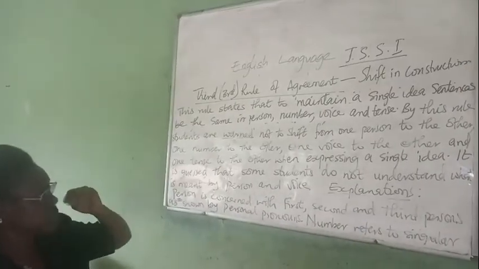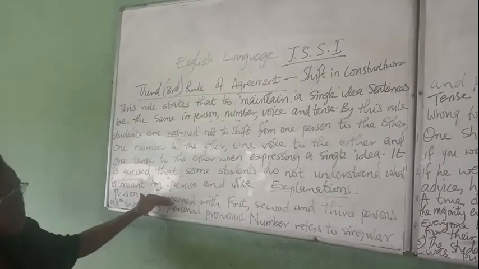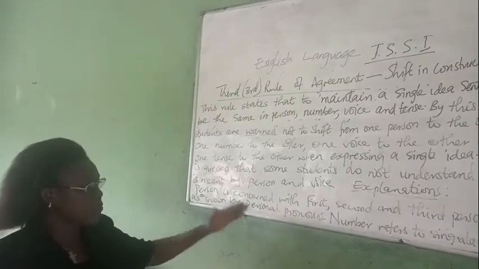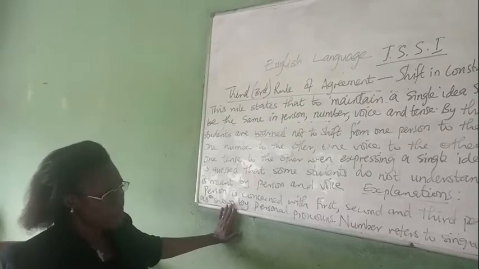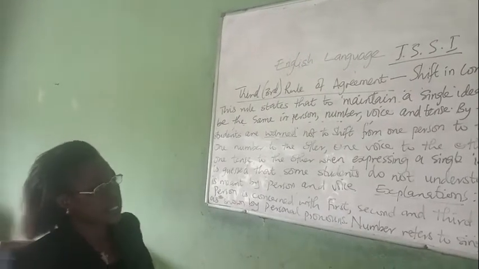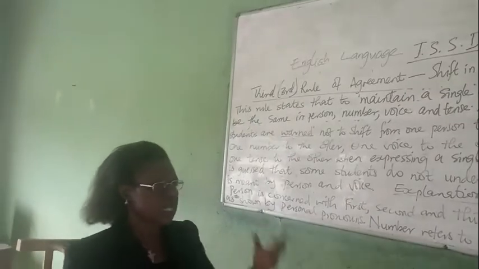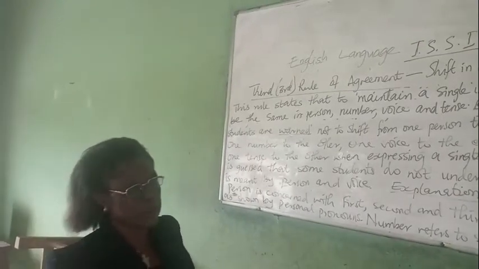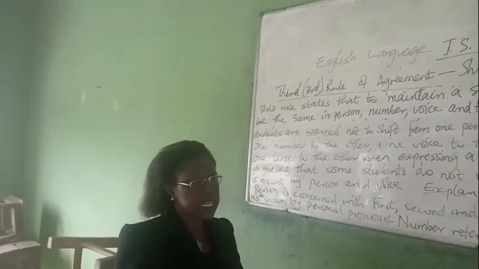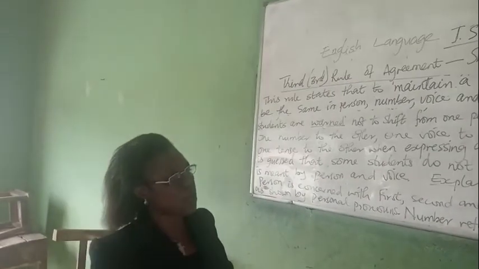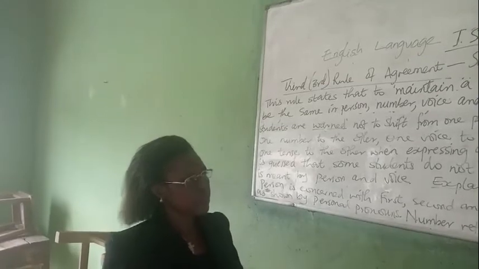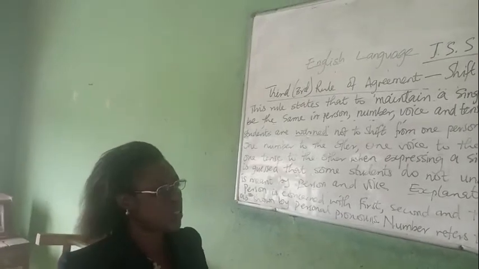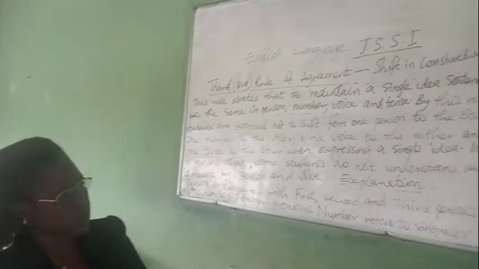When you talk of person, you don't shift from first person pronoun to third person or something like that. So when we are talking about person, we are talking about first, second, and third person personal pronouns. The number is concerned with singular and plural. You don't have to start with singular and then end with plural. Then the voice talks about active and passive voice. You don't have to begin a sentence in active voice and end with passive, or begin with passive and end with active. Then for tense, we are talking about present, past, and future. You don't have to start with present and then go back to past or future, depending on the intention.